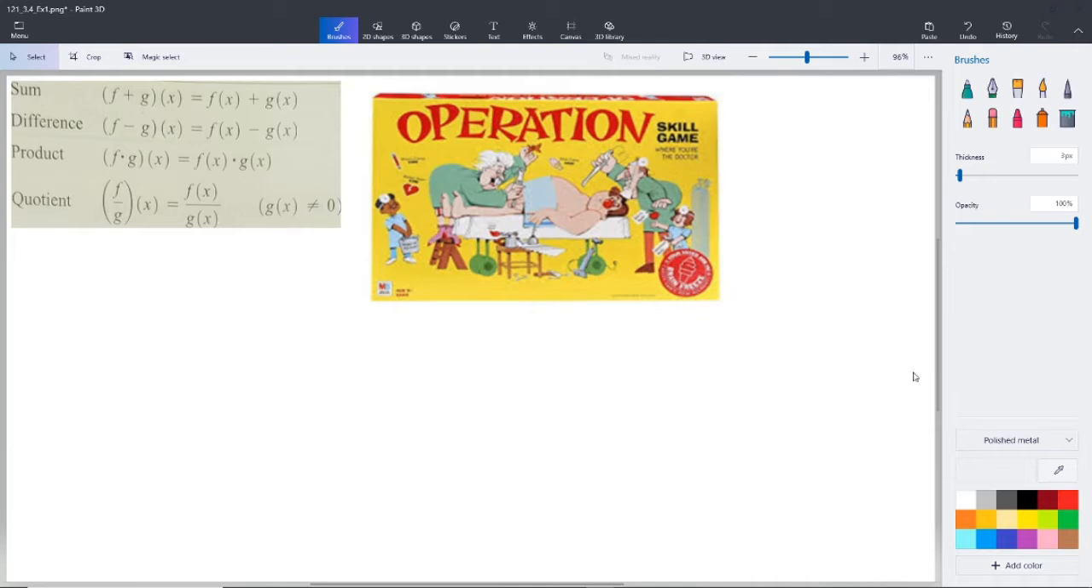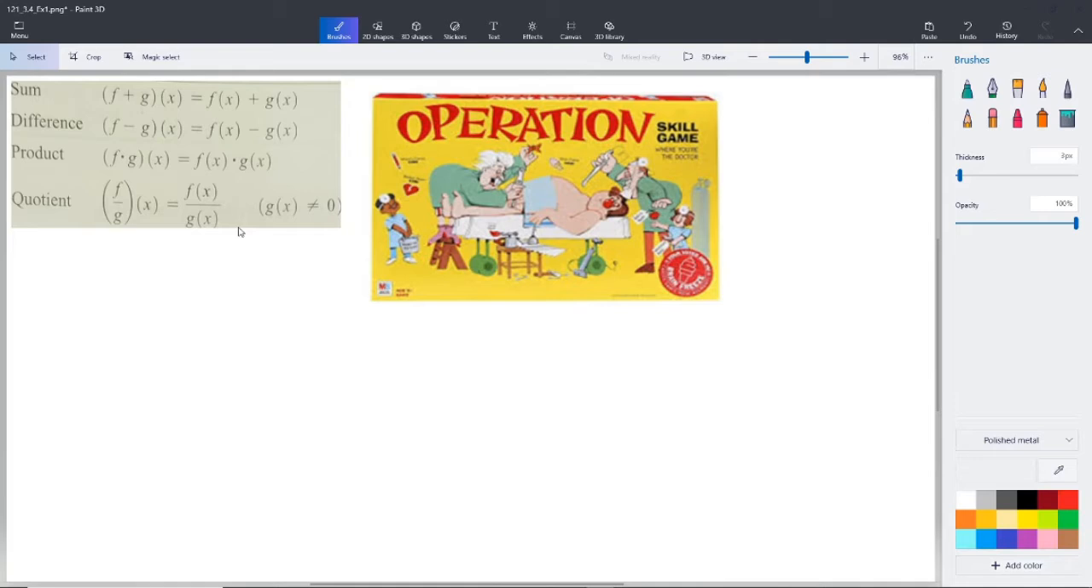As you can see, the sum operation on functions reads f plus g of x, and we're going to read it as f of x plus g of x. The difference is f minus g of x, and we read it as f of x minus g of x. The product is f times g of x, read as f of x times g of x. And finally, the quotient, f divided by g of x, which we read as f of x divided by g of x, provided, of course, that g of x does not equal 0, because you cannot divide by 0. We've talked about that several times this semester.